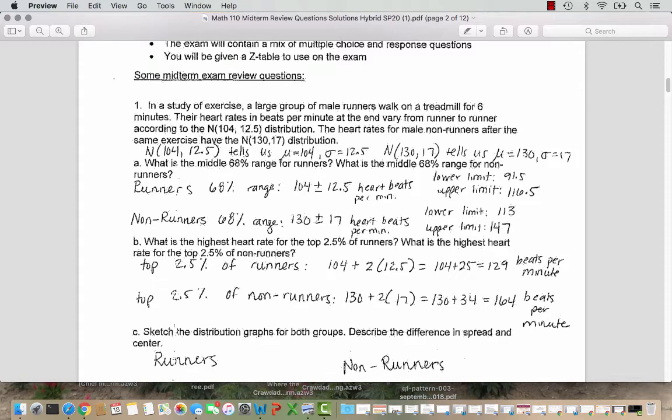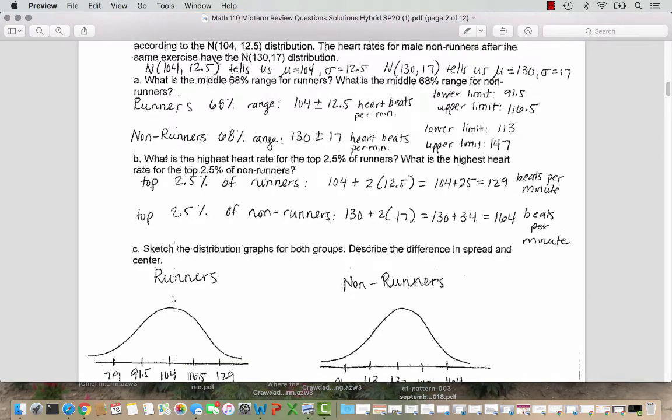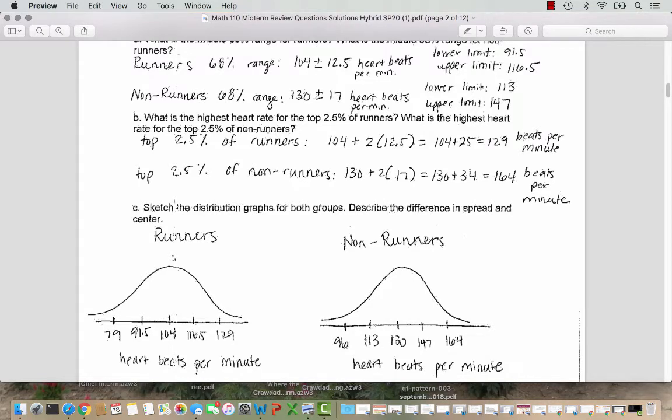So over here on the right side, what I've done is subtracted 104 minus 12.5 to get 91.5, and then added 104 plus 12.5 to get 116.5 for the upper limit. So that's the range of the middle 68% of heartbeats per minute for runners. Non-runners are similar, 130 plus or minus 17. So we're taking the mean, adding and subtracting one standard deviation. And so we get the lower limit of 113 and the upper limit of 147 for the middle 68% of these non-runners. All right, question B asks us what's the highest heart rate for the top 2.5% of runners?